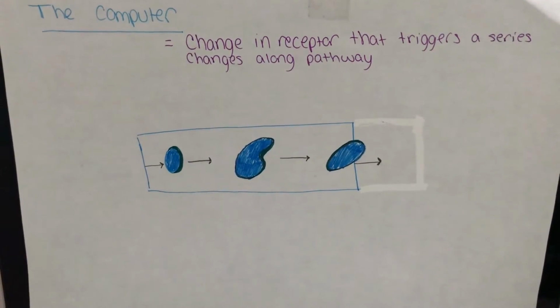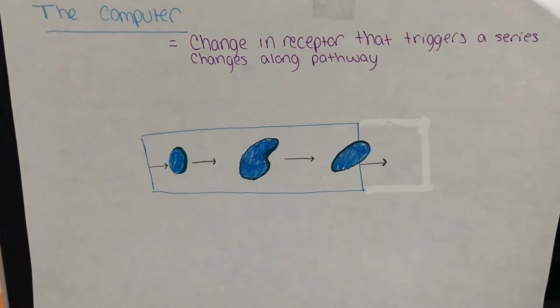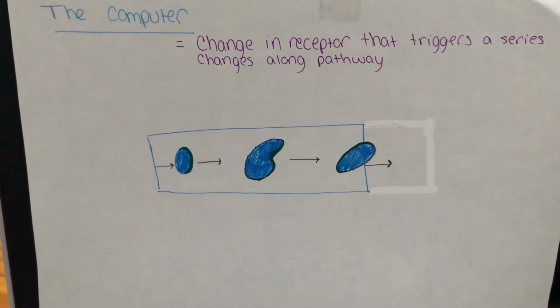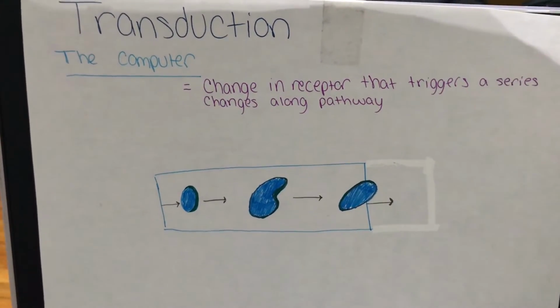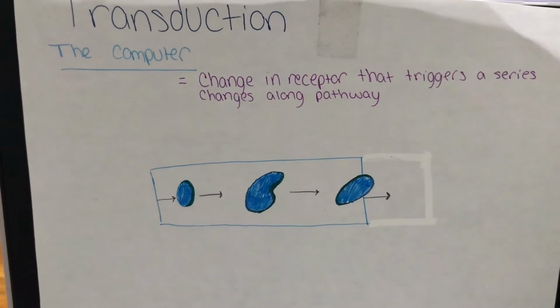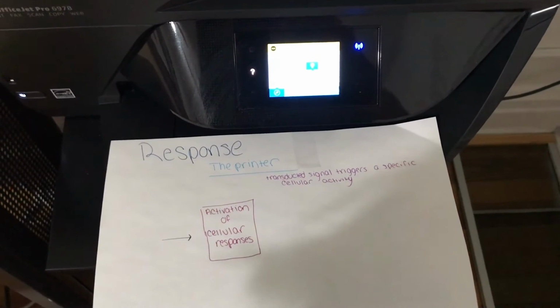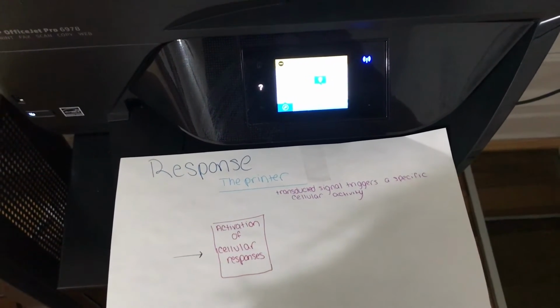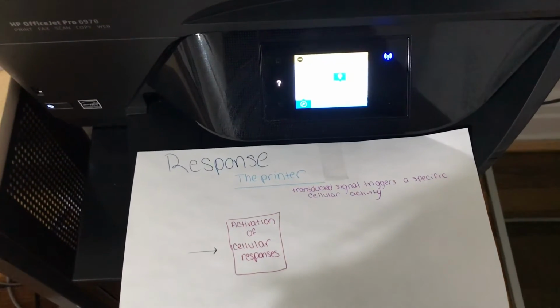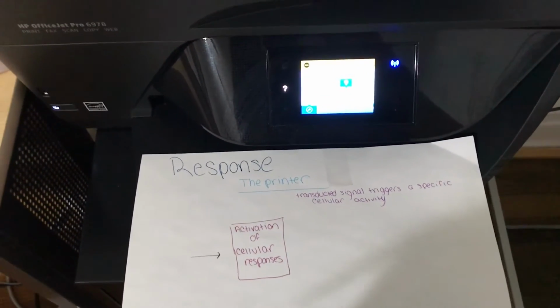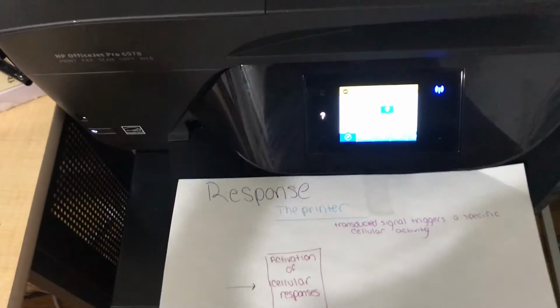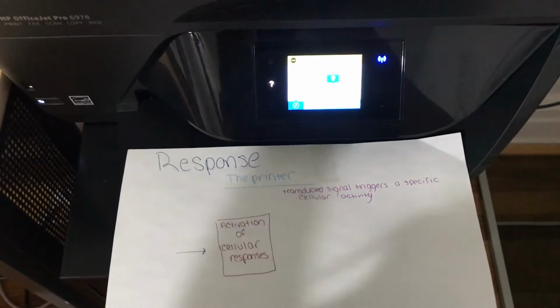Once the signaling molecule attaches to the receptor protein, or once we type what we want to do on the keyboard, the change in the receptor that triggers a series of changes along the pathway is called transduction, and we're going to think about this as the computer. We can think of response as a printer. The transduced signal triggers a specific cellular activity. So the activation of cellular responses finally occurs. Just like the printer prints out the paper: you type your document on the keyboard, the computer finalizes it, and it prints.